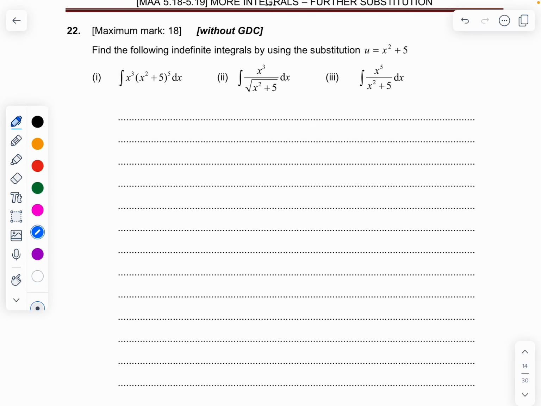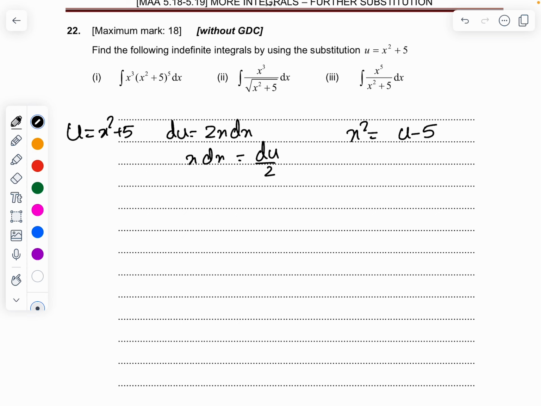Question number 22. Use the substitution u equals x square plus 5. So u equals x square plus 5, so du equals 2x dx. So x dx equals du upon 2. And again x square equals u minus 5. So what is that? Now the first one.